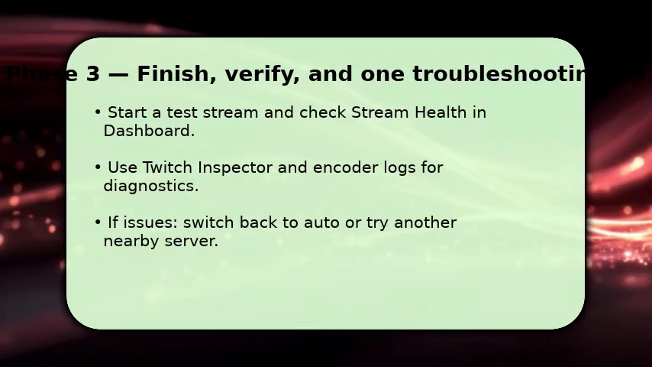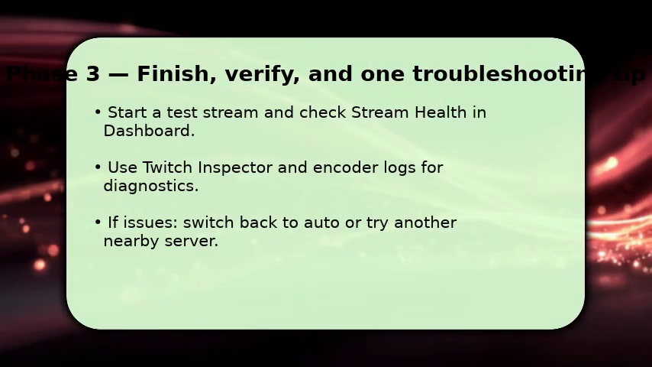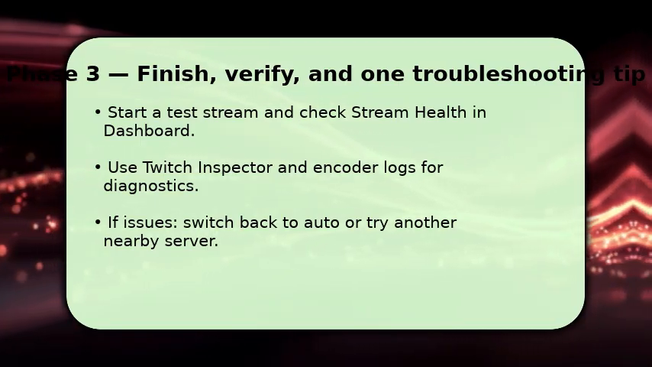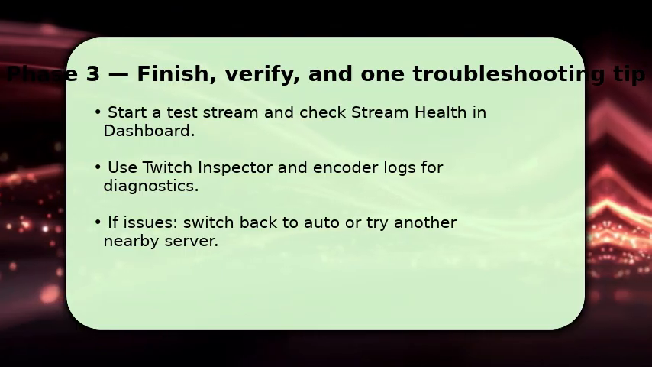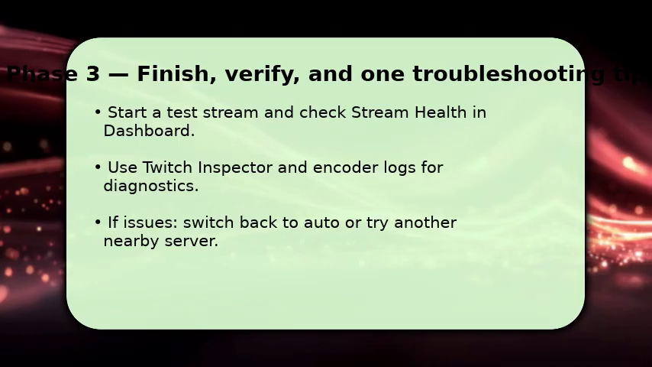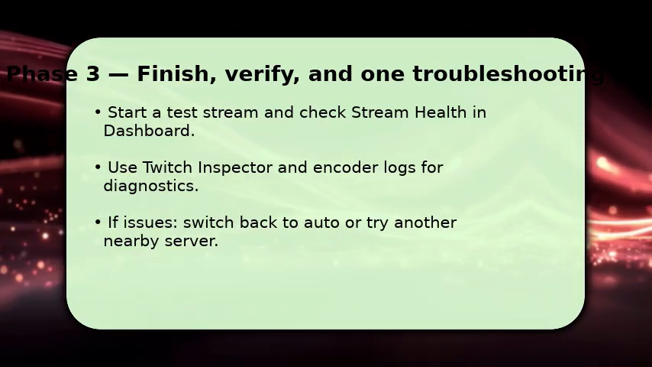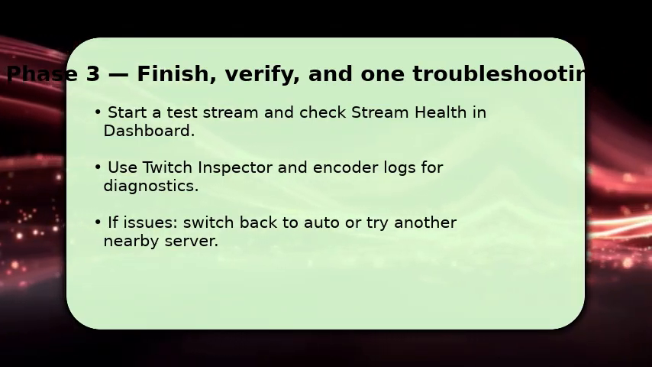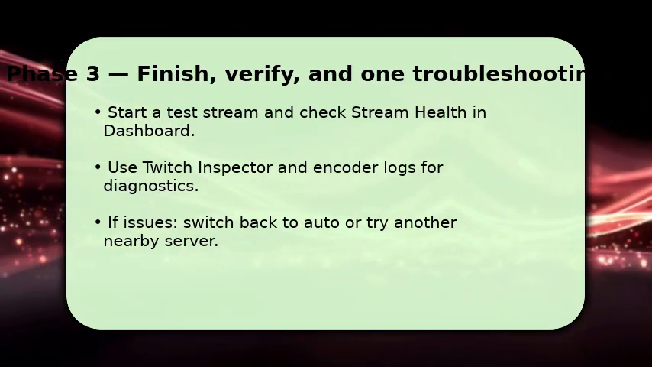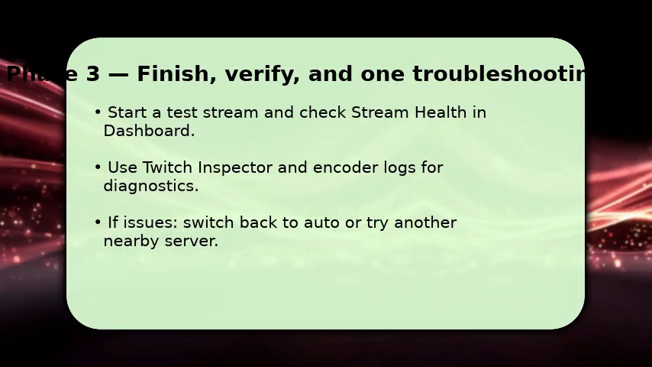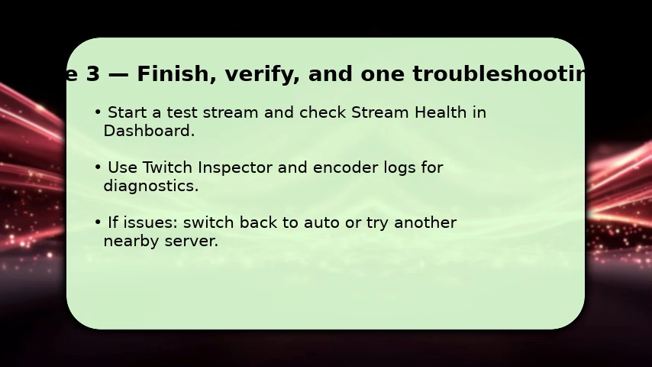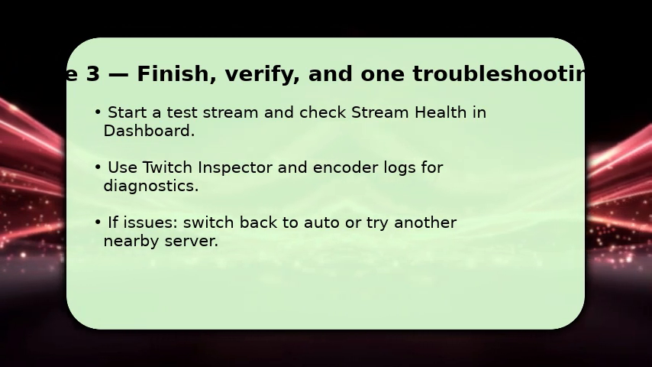Finally, you complete the switch by starting a test stream and monitoring stream health in the Creator Dashboard, so you confirm your chosen ingest is handling the bitrate smoothly. If you see dropped frames or high latency, use Twitch Inspector and your encoder logs to identify packet loss or RTT. If problems persist, make sure to revert to Twitch's auto selection or try a different nearby server. Often one hop away fixes routing. One key tip: clear your encoder cache and restart if the new server does not take effect.